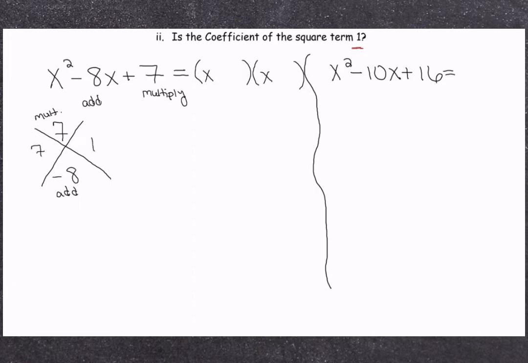But I need to add these numbers to get -8. So I'm going to make both of them negative. -7, -1. That's going to give me +7 when I multiply. But when I add, I get -8. That's how I know I have the correct numbers. -7, -1. And I put those numbers inside the parentheses, and this will be my fully factored problem.